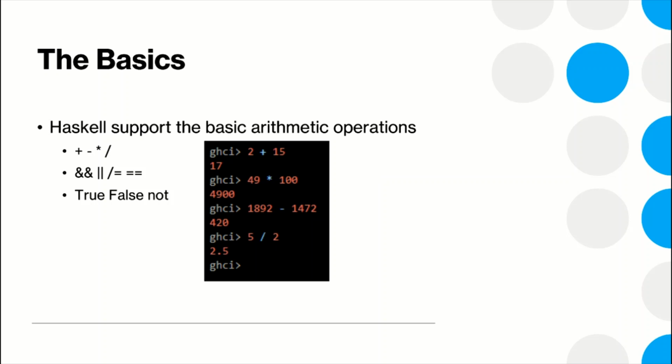So the syntax is like we have in the image, like 2 plus 15 gives us 17, 49 multiplied by 100 gives us 4,900, 1892 minus 1472 gives us 420, and 5 divided by 2 gives us 2.5, and so on.